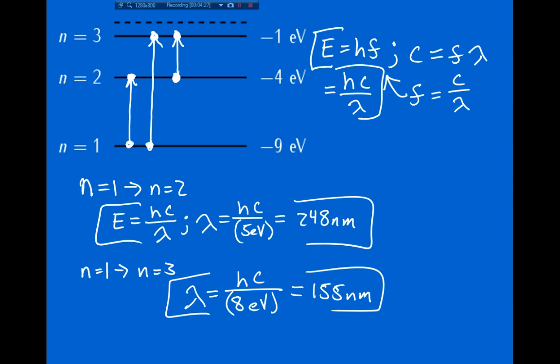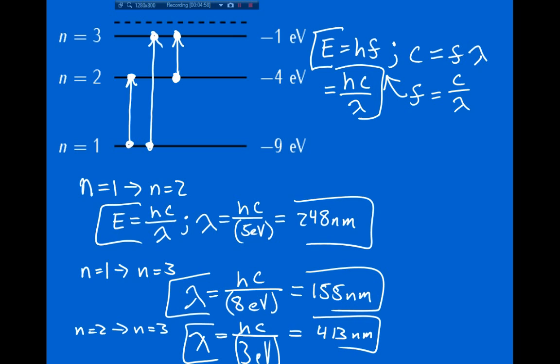And then the final transition we have here, going from the n equals 2 up to the n equals 3 state. So again, we're just going to use the same formula. It's equal to Planck's constant times the speed of light, and the energy difference between these two states is equal to 3 electron volts. So we'll divide it by 3 electron volts. And if we plug these numbers into a calculator, we can see that this one is equal to 413 nanometers.